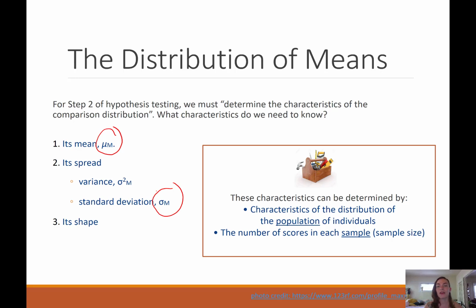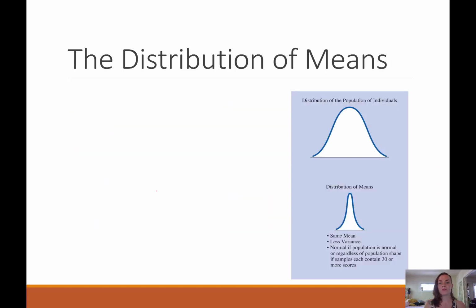Those characteristics can be calculated with information we already have in our toolbox. So in our toolbox, we have the characteristics of the population distribution, and I also know my sample size n. And just with those pieces of information in our toolbox, we will be able to determine the characteristics of the distribution of means. So we are going to learn some basic rules for how we can use the information from the population distribution to determine the characteristics of the distribution of means.